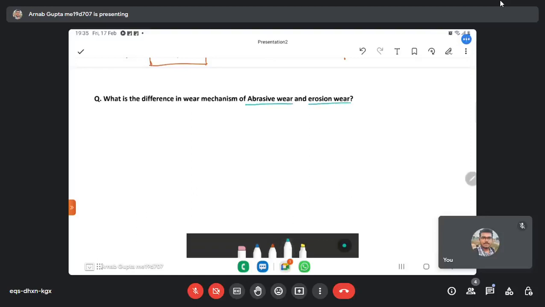So as the term suggests, this is happening due to abrasion, and this is happening due to erosion. So apart from this, I want the answers. Like, what is the mechanism of wear?